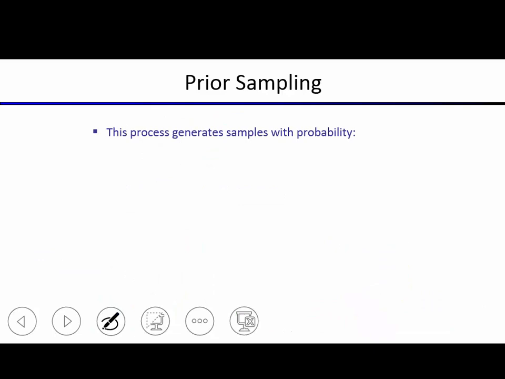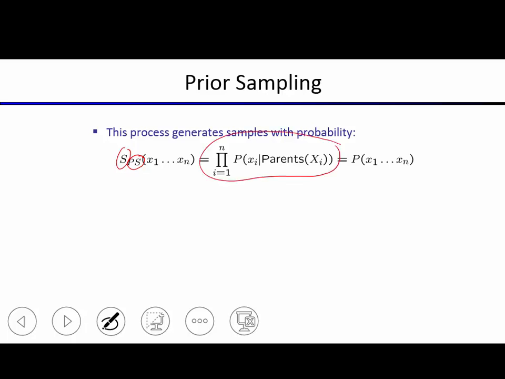Okay. Now we need to consider whether this generates samples that we are happy with. What we'll do for that is we look at the sampling distribution. What distribution are we generating these samples from? Our sample distribution, S_PS, according to the sampling procedure, PS, which stands for prior sampling, is this distribution over here. Why is that?